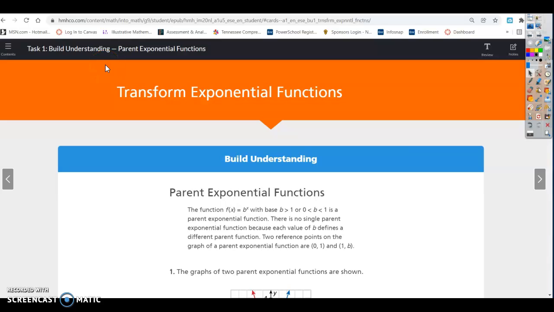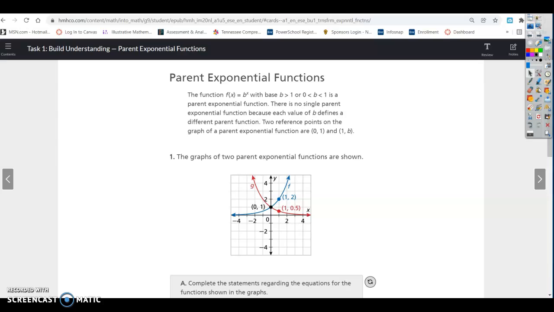Alright guys, today we're looking at lesson 12.1 and we're going to start with task 1. Transform exponential functions. So you have a parent exponential function of the form f of x equals b to the x power with base b greater than 1 and b between 0 and 1. Remember, it's exponential growth if it's greater than 1, and it's exponential decay if it's between 0 and 1.